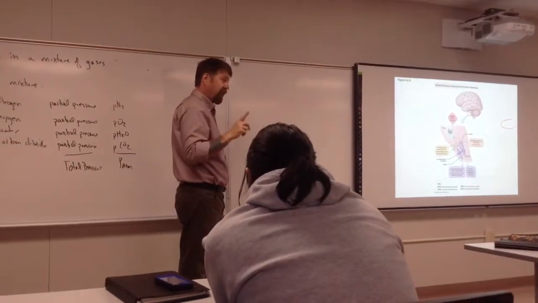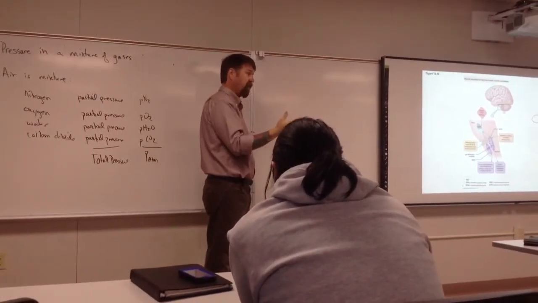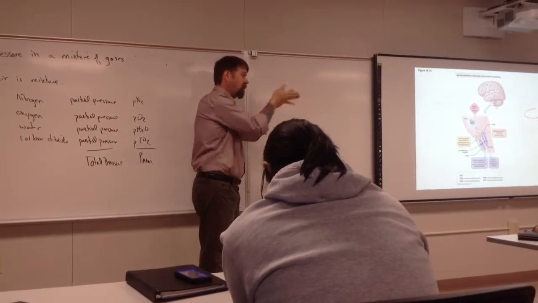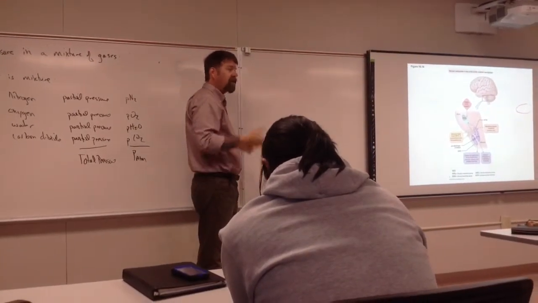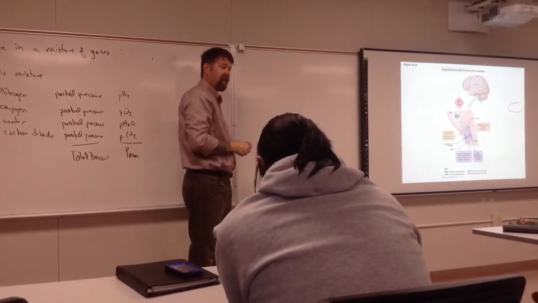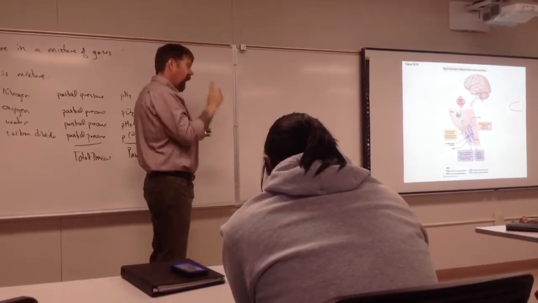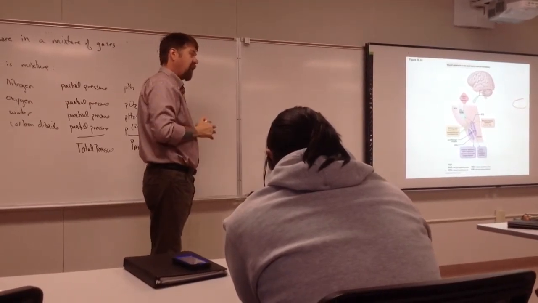More of it dissolved in plasma, right? Because it's more soluble. There's less of it in red blood cells, so it's not hidden. Okay. Oxygen's hidden, right? It's in red blood cells. It's hidden. So for that reason, it's easier to monitor CO2.